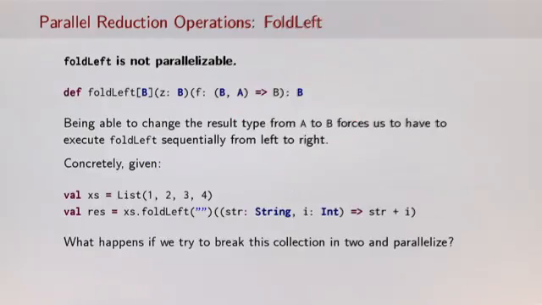In particular, this Lego block visualization tries to show that if we have to change the result type from A to B, we have to execute things sequentially from left to right. So let's say we have a list with 4 integers in it, 1, 2, 3, and 4. And now we want to use fold left to walk through all elements in the list and to combine them together into a single string. So at the end, what we want is a string, 1, 2, 3, 4. So just something like this.